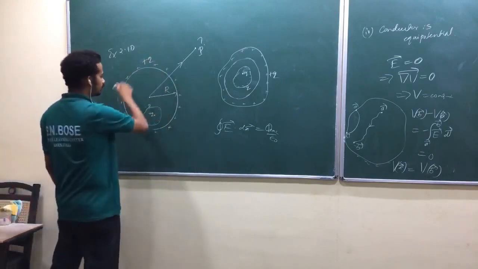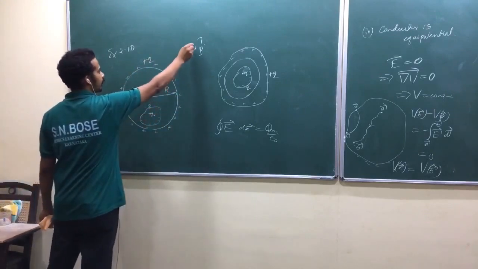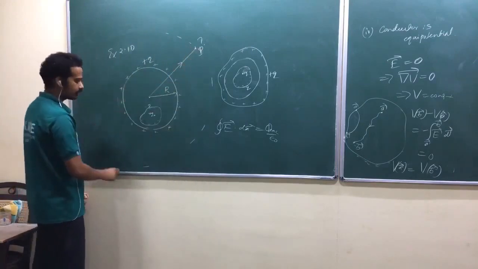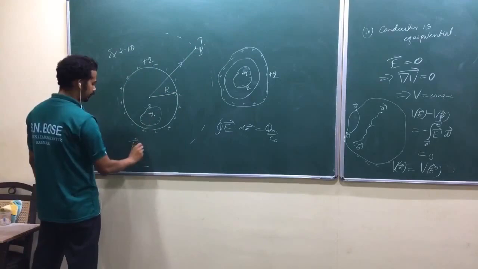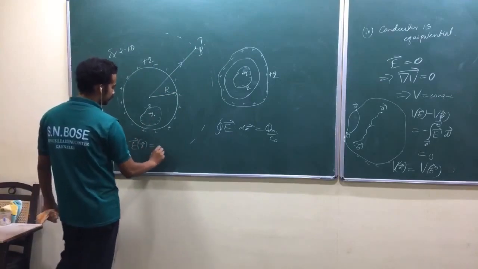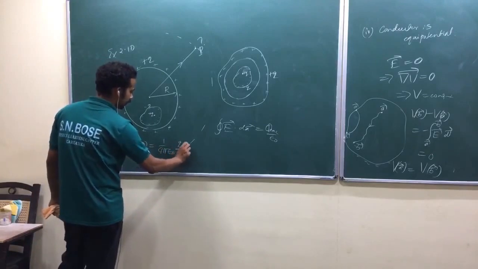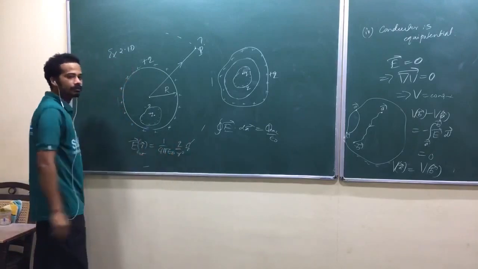Now this is a uniform charge distribution problem. You can run your Gaussian surface, and you can apply Gauss law. Your electric field at point r outside is equal to 1 by 4 pi epsilon naught, q by r square, r cap.